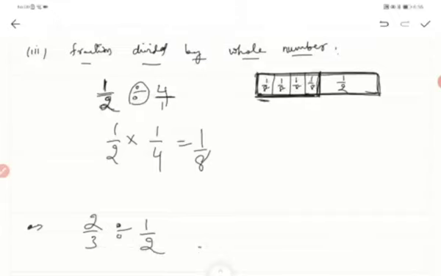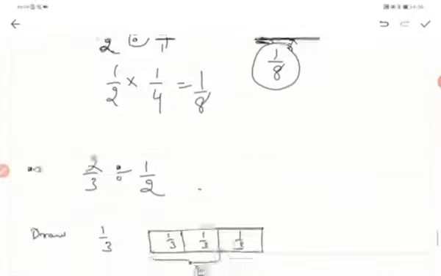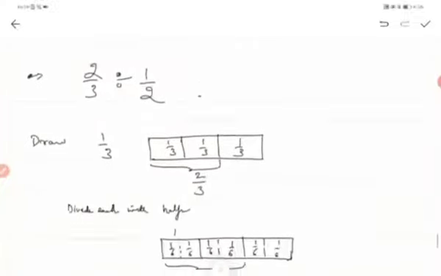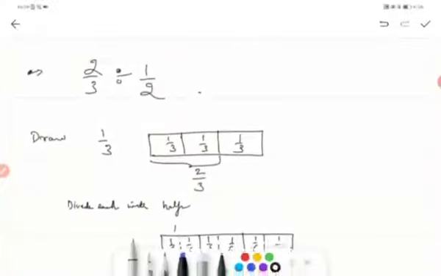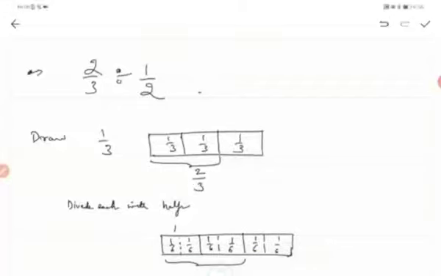So your answer will be this division. Each division is how much? It is 1 by 8. So this is your answer from the pictorial representation. Let's do similarly for two fractions. I have already drawn this. So if you have 2 by 3 divided by 1 by 2, first let's plot 2 by 3.